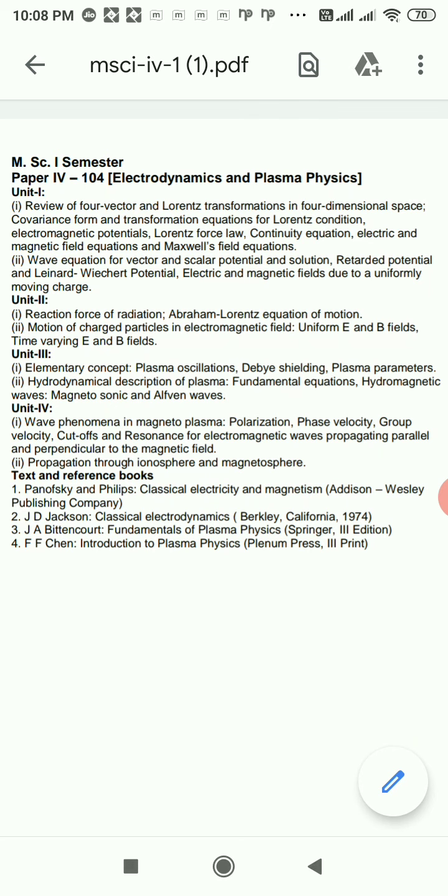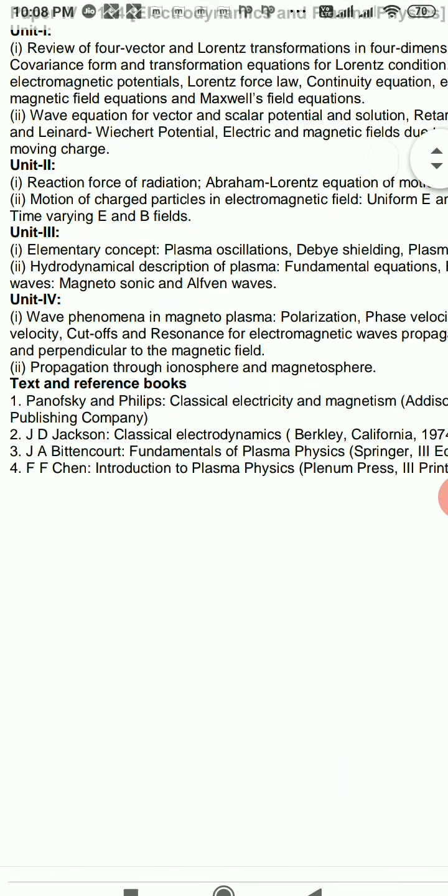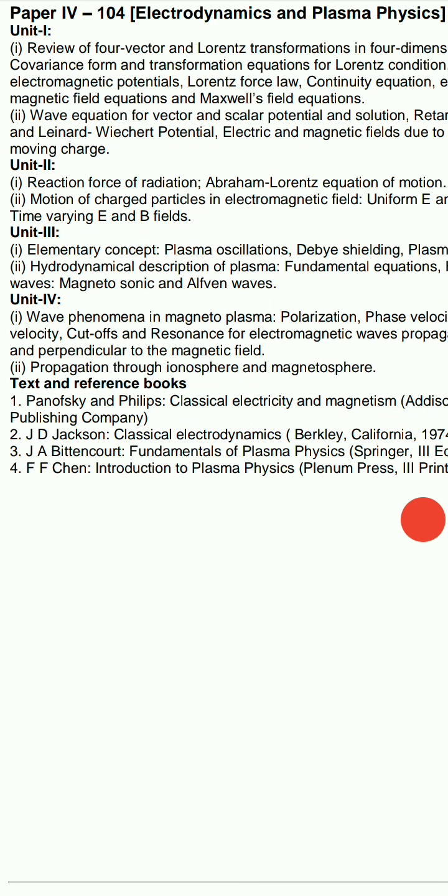This is the syllabus of fourth paper, Electrodynamics and Plasma Physics. There are 4 units in it, 2 of electrodynamics and other 2 of plasma physics. Text and reference books are given.